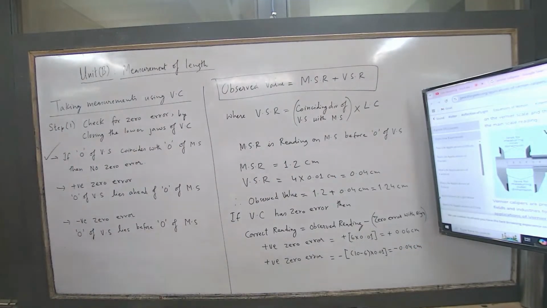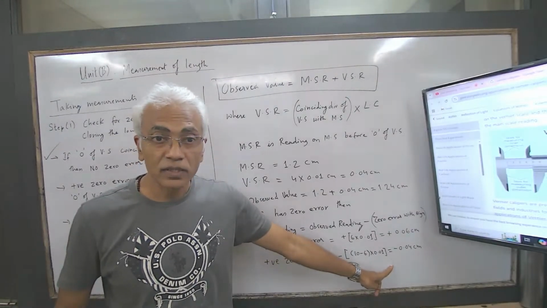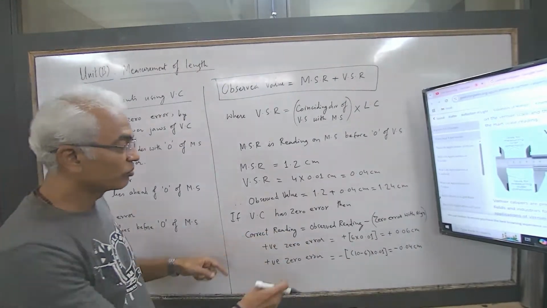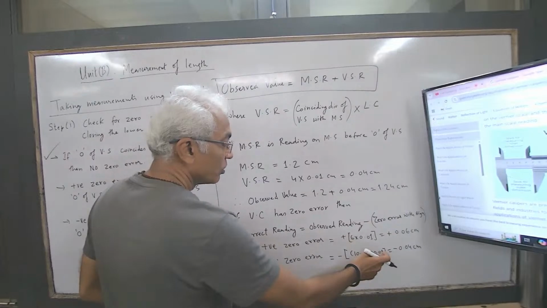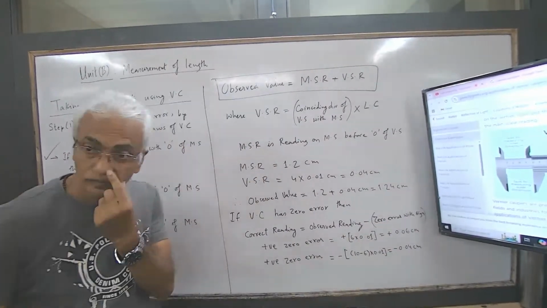नेगेटिव जीरो एरर थोड़ा सा ट्रिकी है. तुम डायरेक्टली कोइंसाइडिंग डिवीजन नहीं लोगे. जो कोइंसाइडिंग डिवीजन है उसको टोटल नंबर ऑफ वर्नियर डिवीजन में से सबट्रैक्ट करोगे और फिर उसको मल्टीप्लाई करोगे लीस्ट काउंट से. ठीक है? तो यू हैव टू बी केयरफुल फॉर कैलकुलेशन ऑफ नेगेटिव जीरो एरर. और नेगेटिव जीरो एरर का साइन क्या होगा? माइनस. अब जब तुम इस फॉर्मूला में सब्स्टिट्यूट करोगे तो नेगेटिव जीरो एरर क्या हो जाएगा?